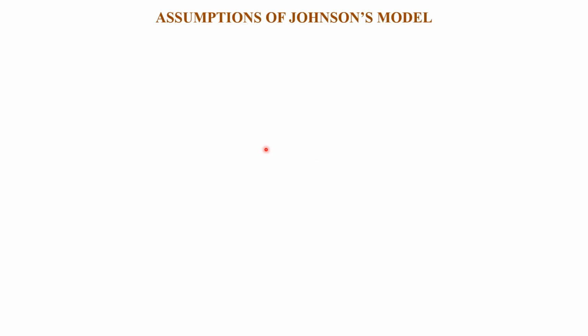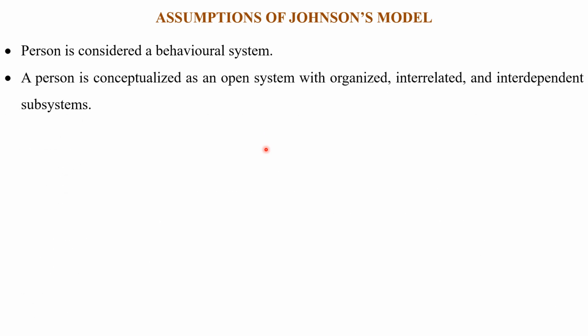The assumptions of Johnson's model. The first assumption, or what the theorist believed: the person is considered as a behavioral system by Johnson. The person will interact with the environment and behave. So the person is considered as a behavioral system. A person is conceptualized as an open system with organized, interrelated and interdependent subsystems.